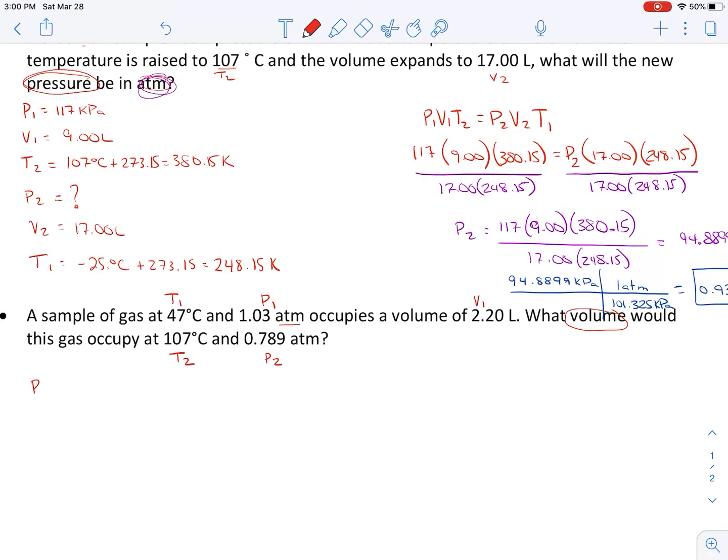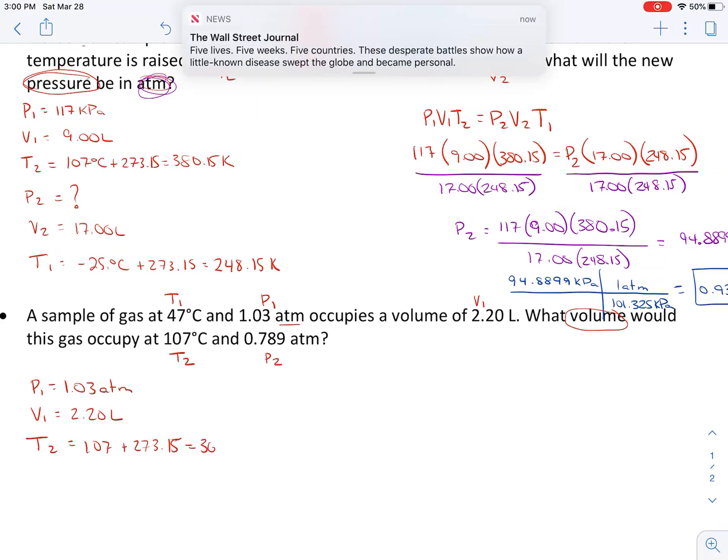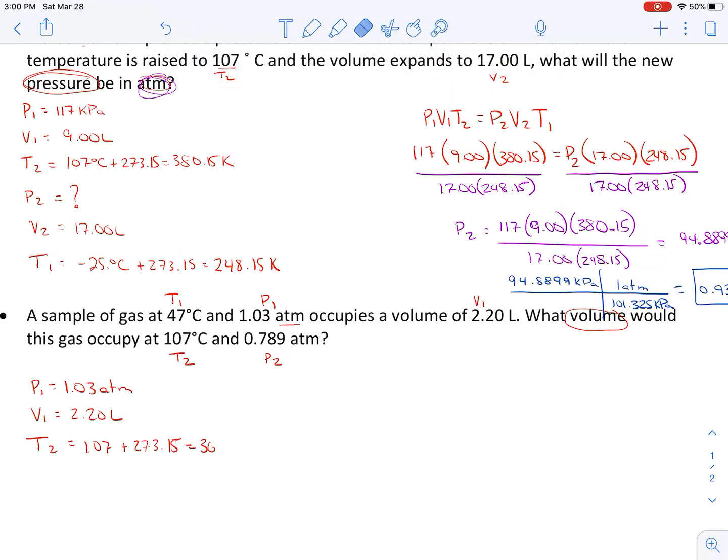All right, so again, I encourage you to write this to the left. What we know: P1 is 1.03 ATM. V1, 2.20. T2 is 107. And we've got to add 273.15 to that. We've got to add Kelvin to that. So we're going to take 107 plus 273.15. We're going to get 380.15 Kelvin. P2 is our 0.789 ATM.